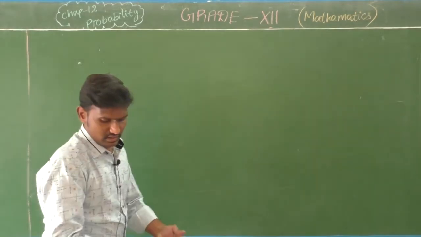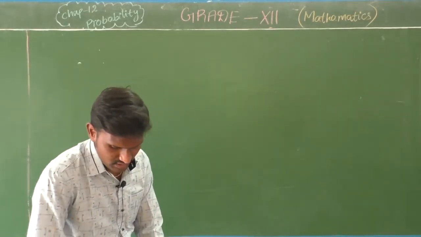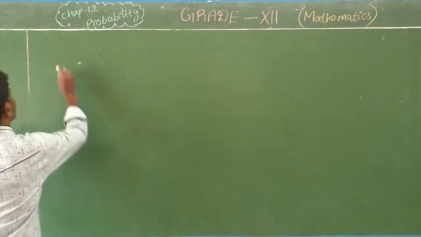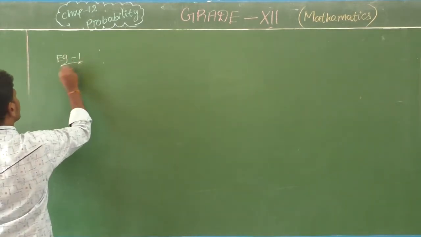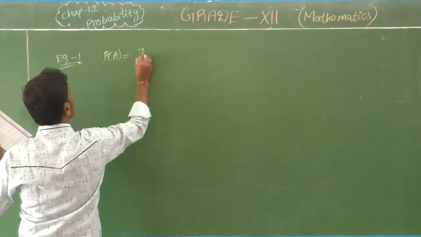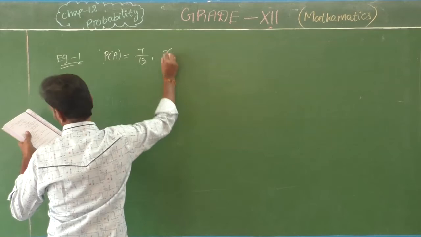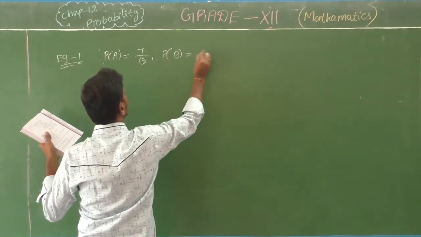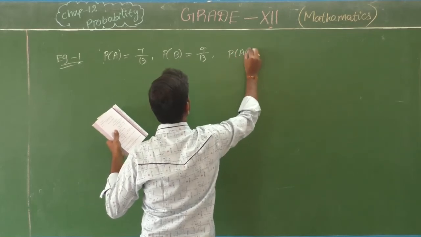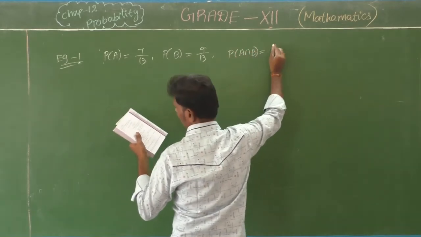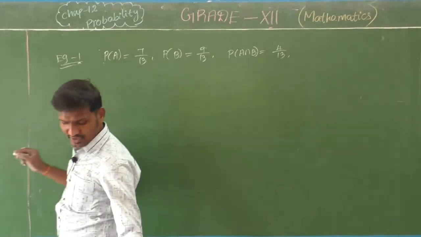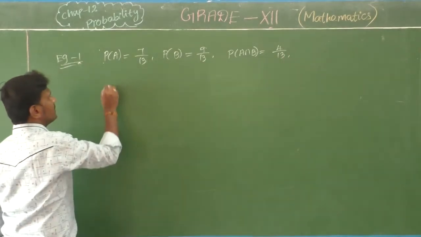Yes. Now the example 1. Example 1. If given P of A equal to 7 by 13, P of B which is equal to 9 by 13, comma P of A intersection B which is equal to 4 by 13. Now evaluate P of A by B.